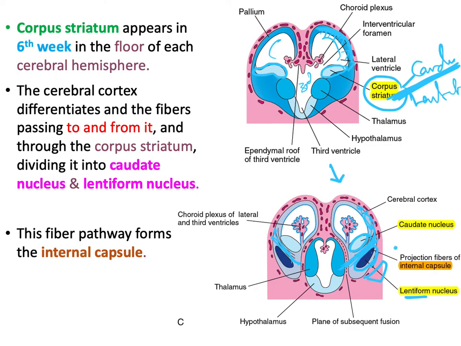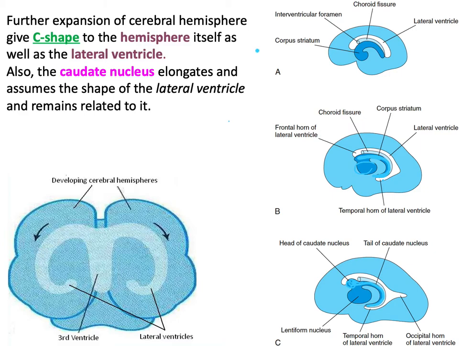Now we know how the cerebral cortex, caudate nucleus, lentiform nucleus, internal capsule, and ventricles are created. Further expansion of the cerebral hemisphere: the cerebral hemisphere starts to take an S shape, as you see here, but not just the cerebral hemisphere, but also the lateral ventricle inside it. Look at it. It follows that curve, and also the caudate nucleus.